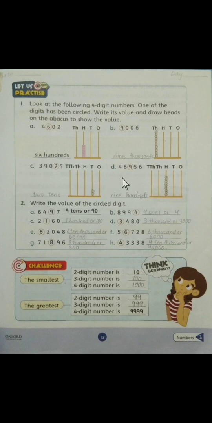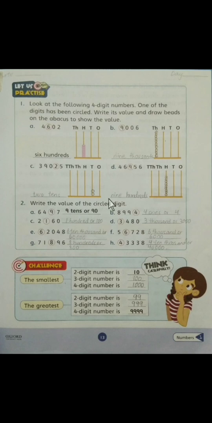Look at D. Here we have again a 5-digit number, 46,956. How can we name this number? We name it like 46,956. Which number is circled over there? It's 9. So we have to write down the place value of this 9. Now class, tell me, what is the place value of 9?